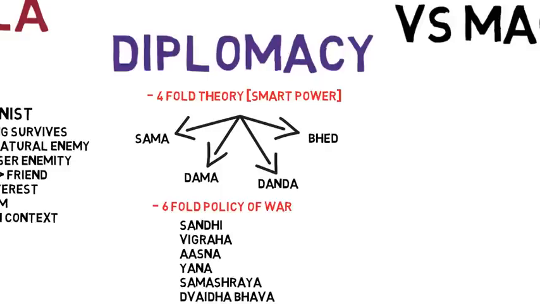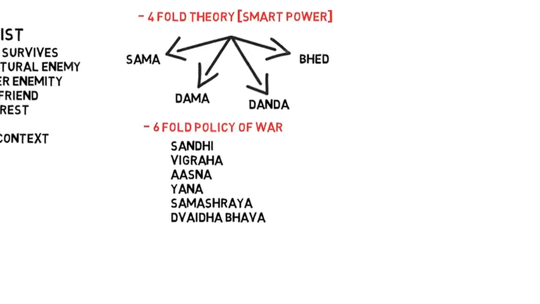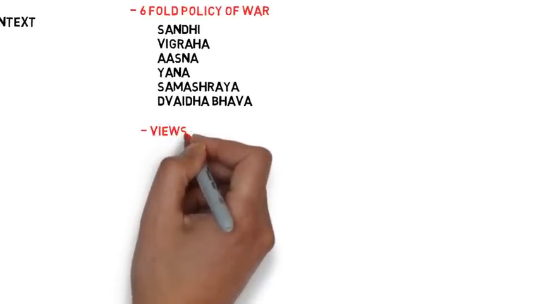Then is Samashray, alliances with a state with similar interests. Then is Dvait Bhav, to talk something else and prepare for war simultaneously. He writes the quality of the ambassador: he has to be charming, he has to be dedicated towards the king.